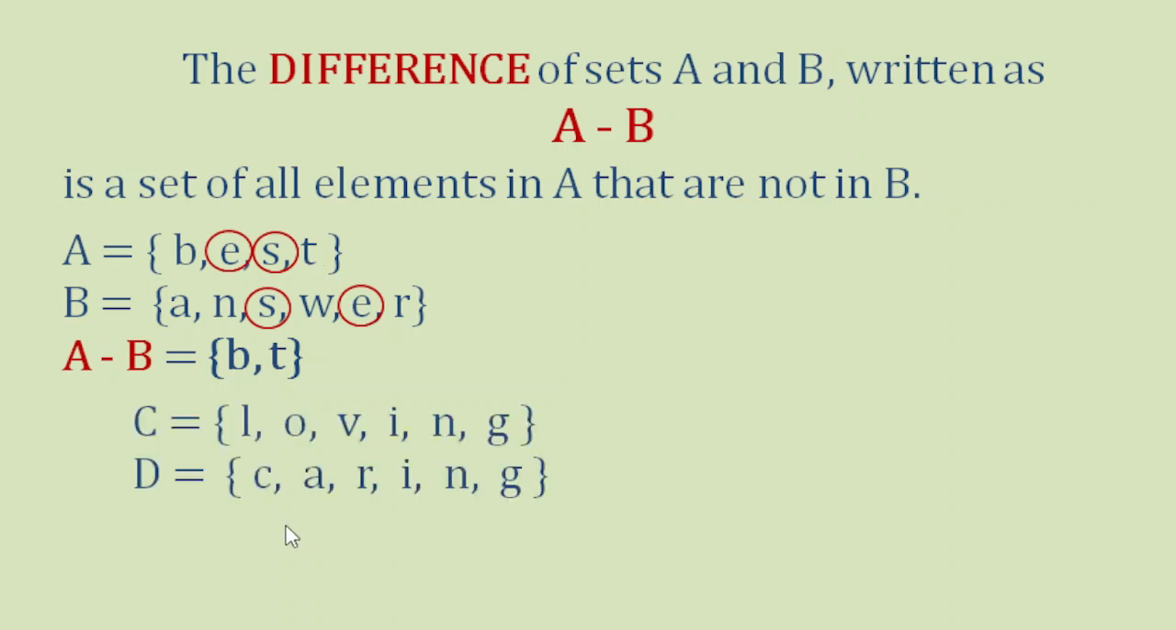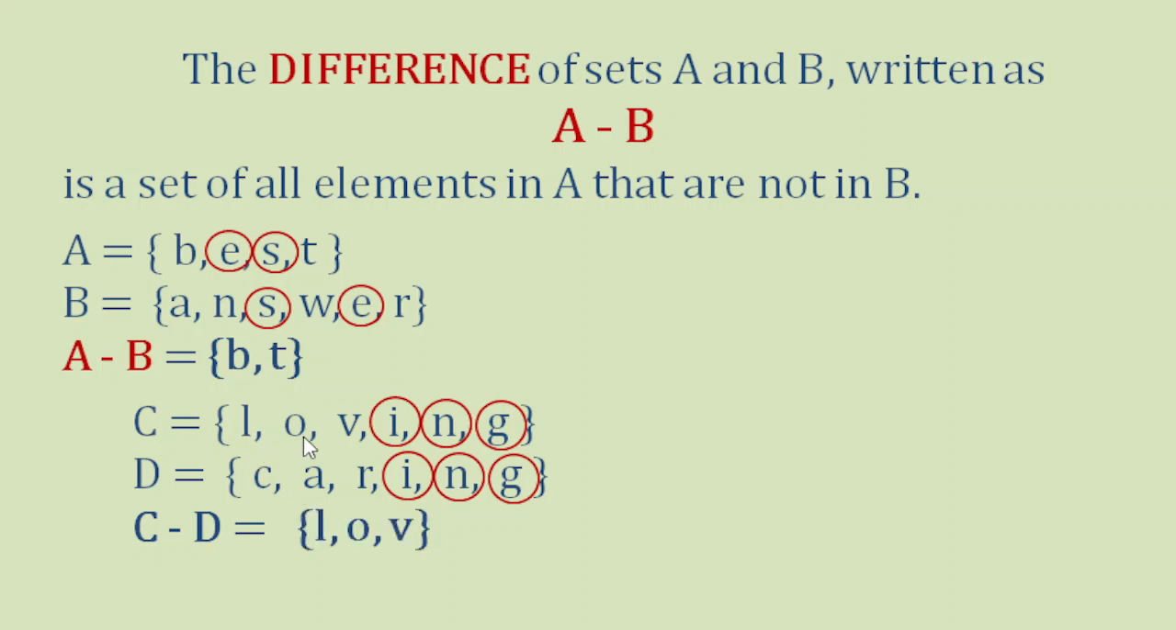Let's do another example. The elements of C are L, O, V, I, and G. And the elements of D are C, A, R, I, and G. Now, the common elements are I and G. So we will remove I and G from C because it's C minus D. So the elements are L, O, V.